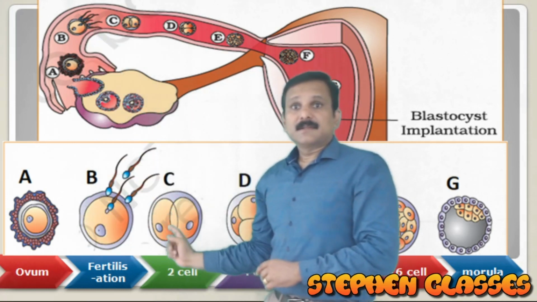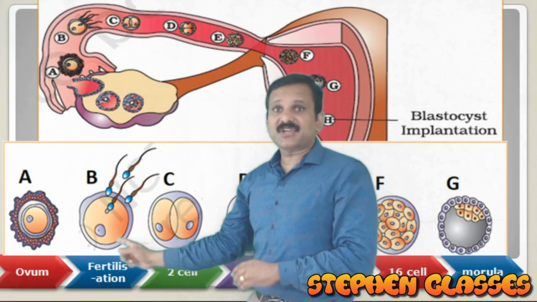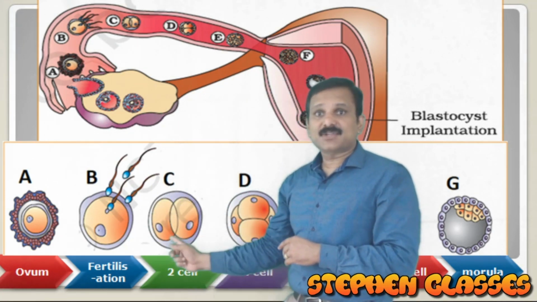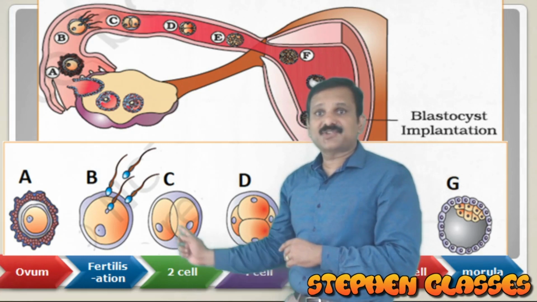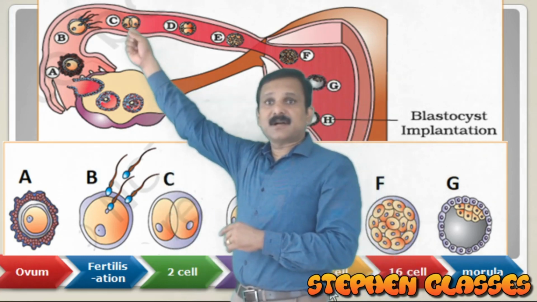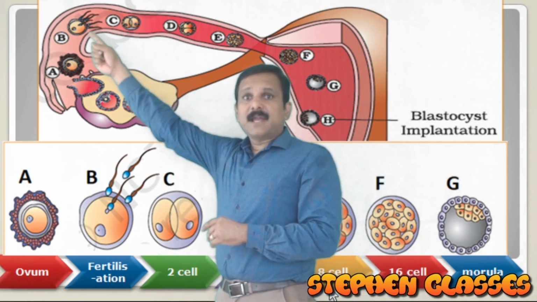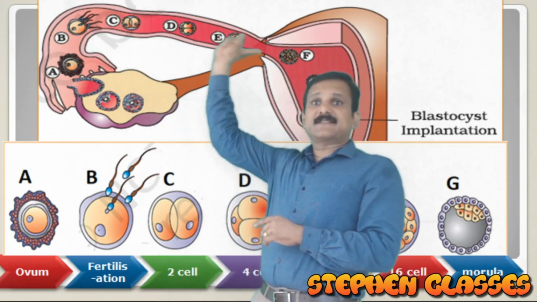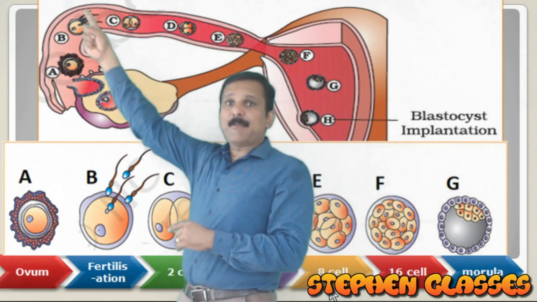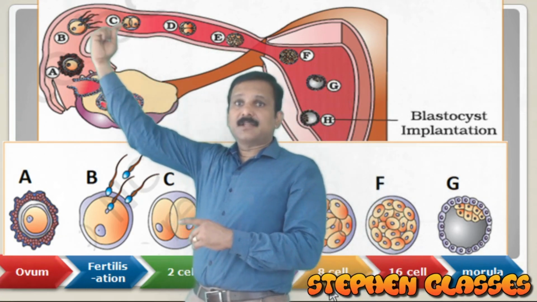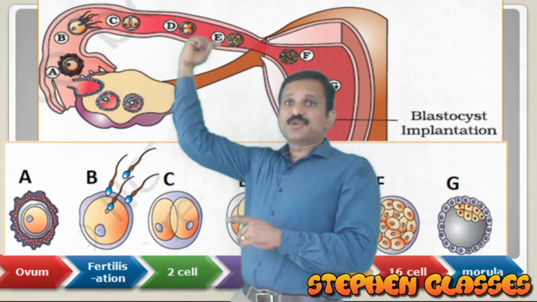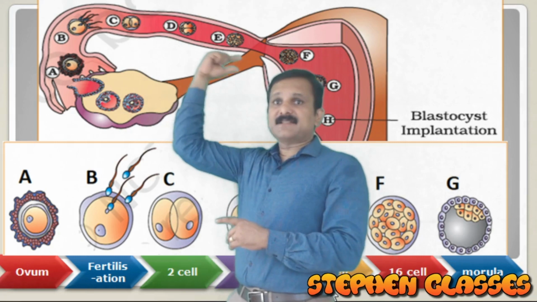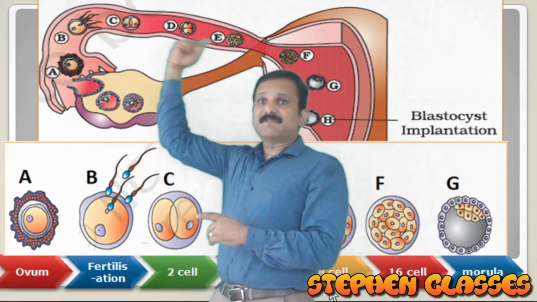Now, after fertilization, a zygote will be formed and it is converted into a two cell stage. You can see the two cell stage here. Now it has started its journey from the ampullary region towards the uterus. From the ampullary region after fertilization, the embryo is slowly moving towards the uterus. So when the development happens, it will go in the direction of the uterus.